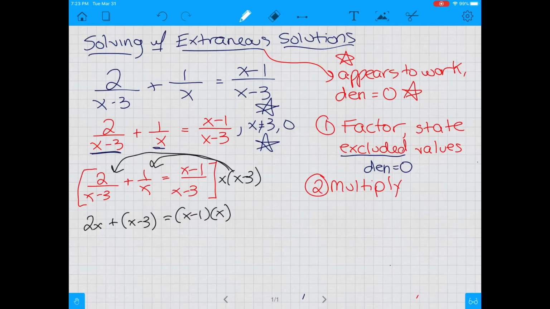Now, if you notice something like this right here, one of the biggest giveaways that you may have an extraneous solution is that I end up with a quadratic on that side. So this is one of the giveaways that maybe I have an extraneous solution now.